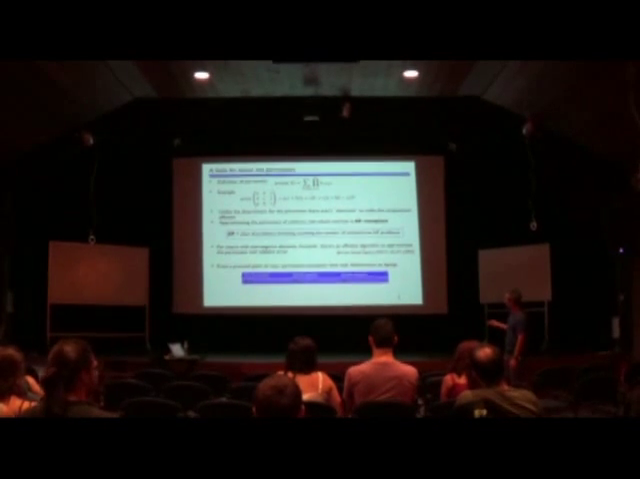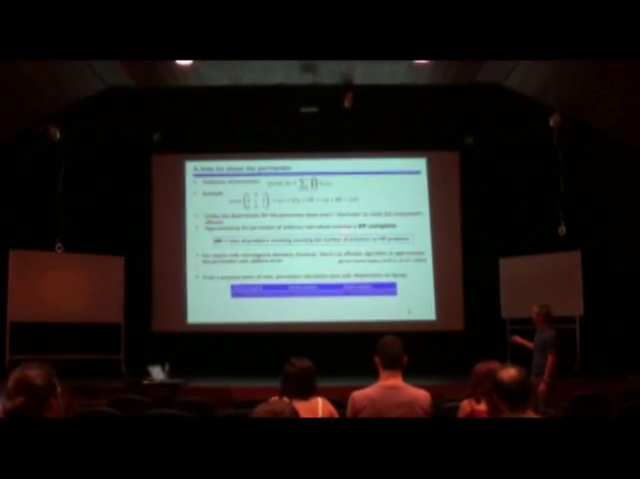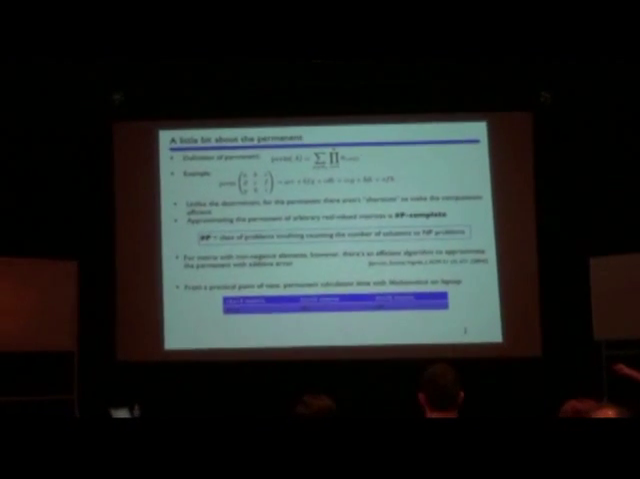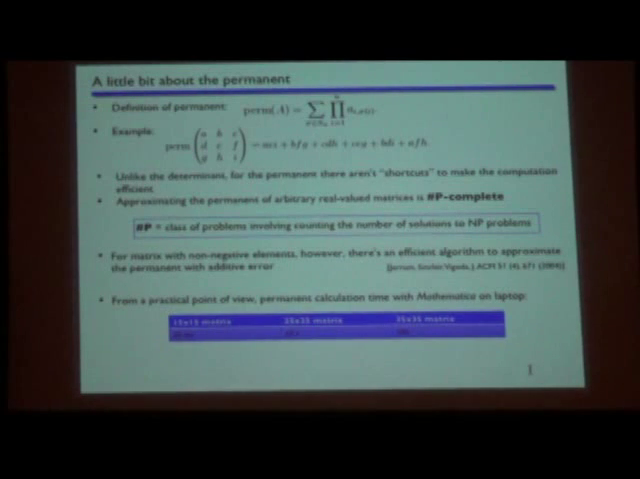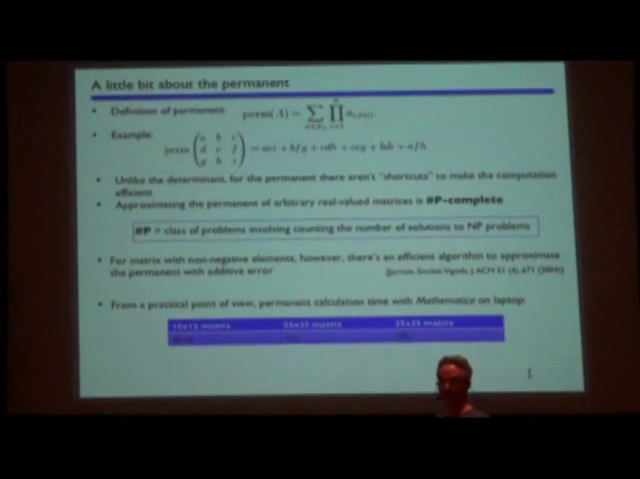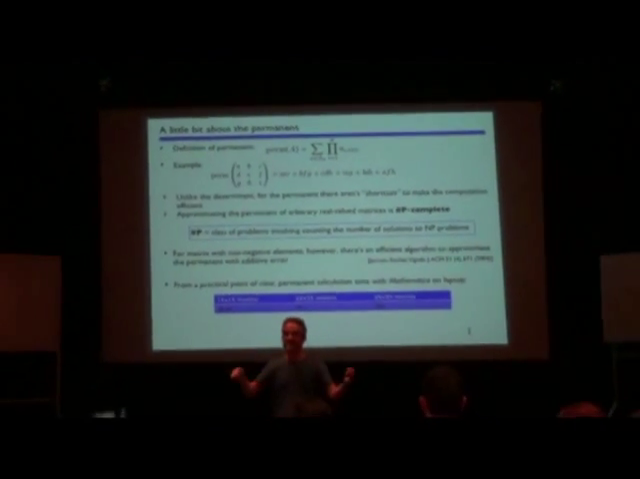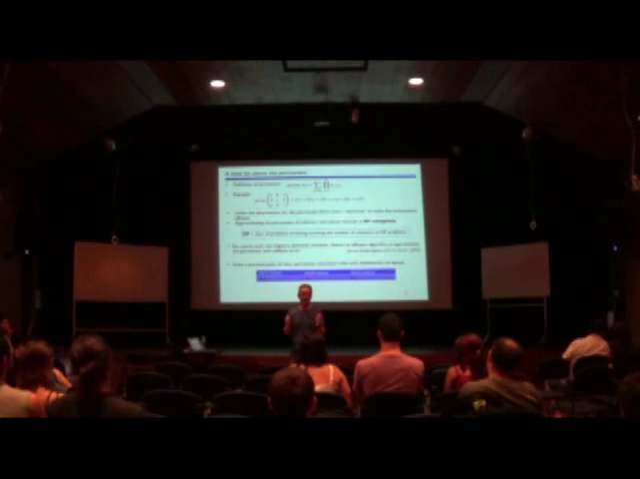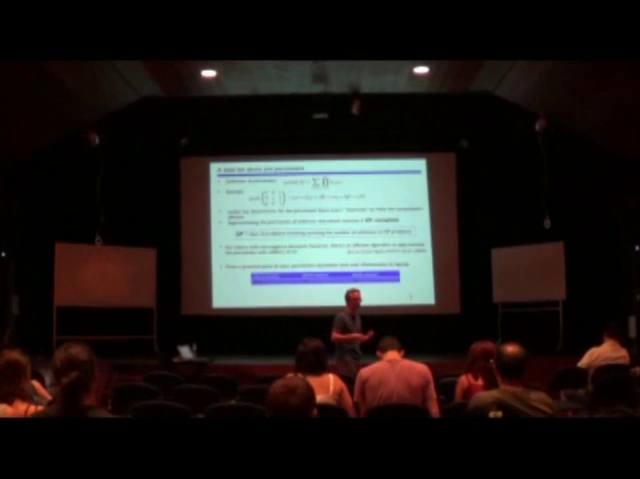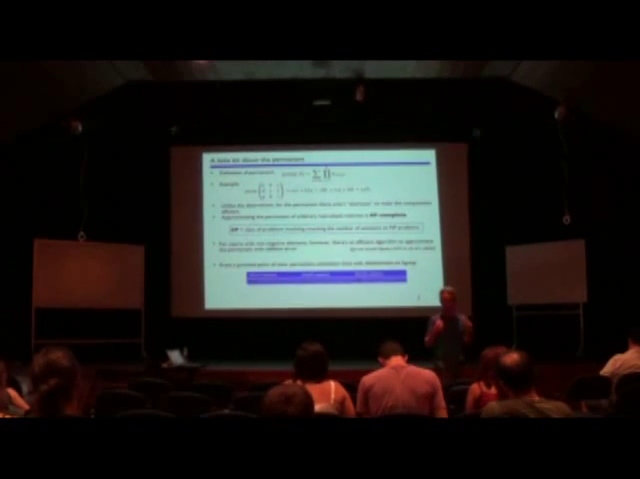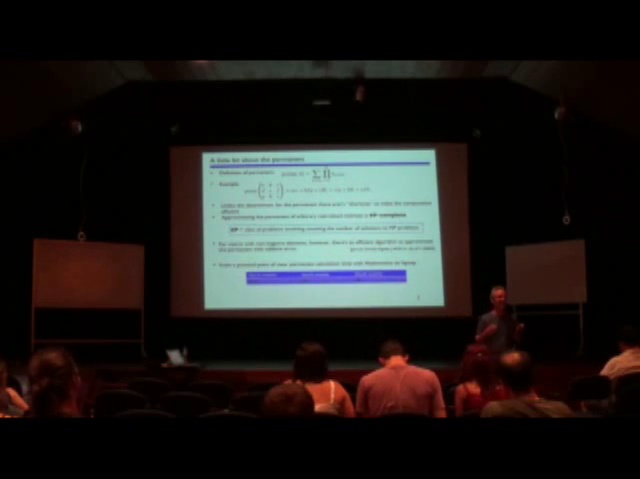So it has been proven that approximating the permanent of arbitrary real-valued matrices, or complex matrices too, is sharp P complete, which means it solves any problem that's in sharp P. And sharp P, as Richard Joseph mentioned yesterday, is the class of problems associated with counting the number of solutions to NP problems. So if you can approximate the permanent of a large matrix, you can actually count how many paths there are between cities below a certain length, which is solving the traveling salesman problem. Not just finding one, or finding whether there is a path shorter than a certain length, but actually counting how many you have. This is believed to be strictly harder than solving an NP-complete problem, which everybody thinks is very hard too.